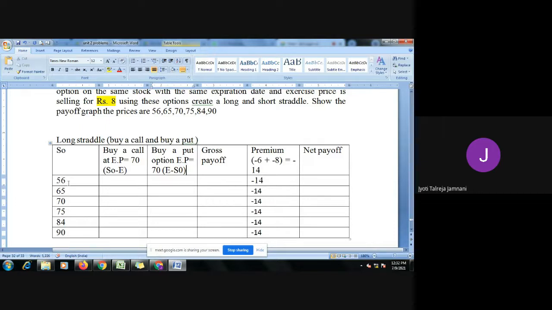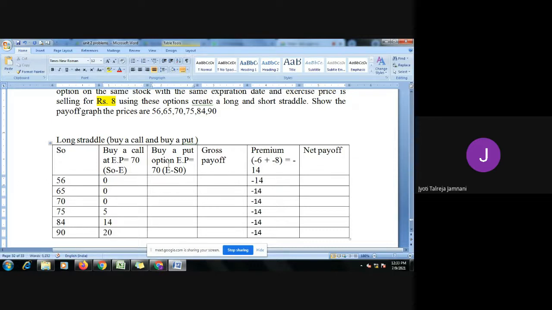So S naught is 56. 56 minus 70, there is a loss. So this option won't get exercised because there's a loss. 65 minus 70 is minus 5, we will not exercise the option. 70 minus 70 is 0. 75 minus 70, we have a gain of 5 rupees. We'll exercise the option. 84 minus 70, we have a gain of 14 rupees. And 90 minus 70, we have a gain of 20 rupees.